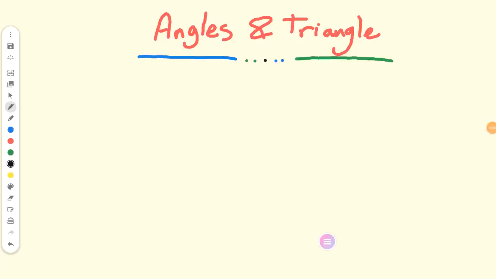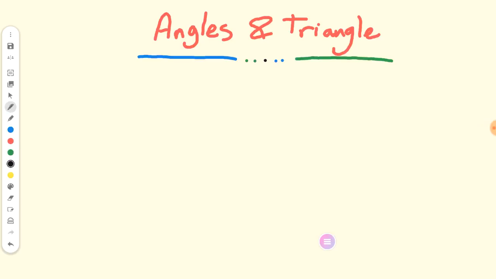Good day, everyone. The lesson today is about angles and triangles. We will describe what the meaning of an angle is, what a triangle is, and what the types of triangle are, as a small brief before we start studying the geometry for grade 7. Okay? First, what is the angle?